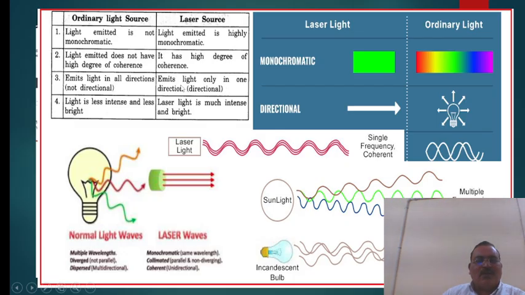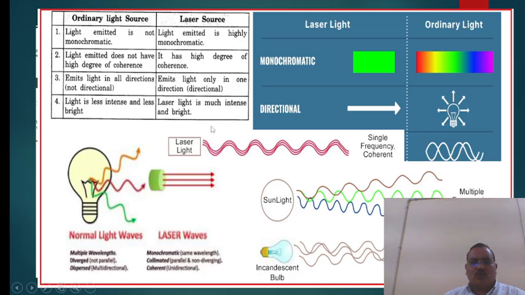In the next slide, I present some mathematics and physics behind all these statements. And number fourth one, in an ordinary light source, the light is less intense and less bright. But in case of laser light, it is much more intense and highly bright, high intensity.